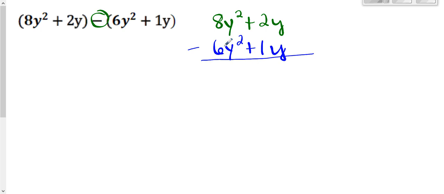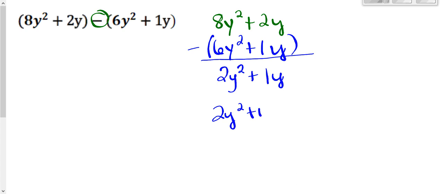So subtracting 8 minus 6 gives me 2y squared. And 2 minus 1 gives me 1. So remember, we subtracted the whole thing. So I have 2y squared plus 1y. But I'm going to rewrite this as 2y squared plus y.